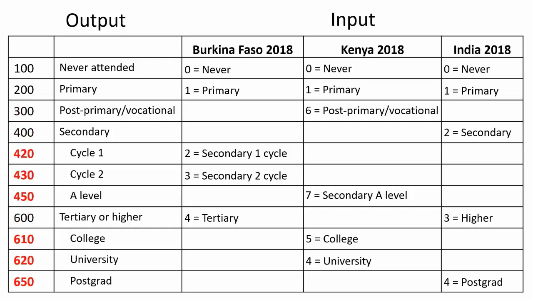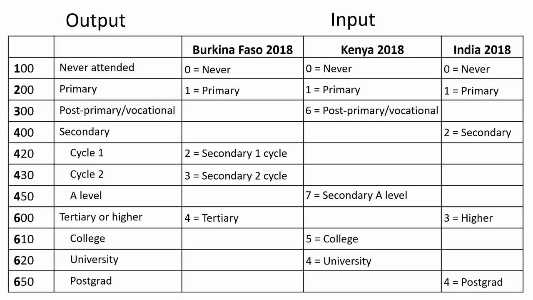Burkina Faso and Kenya have additional detail for secondary schooling, so we will nest that detail under the generic secondary group. We will differentiate that extra detail by using the second digit. In case additional detail is available in future samples, we are allowing for the third digit to further delineate nested relationships within these categories. In the same way, we separate college and university and postgrad under tertiary or higher.